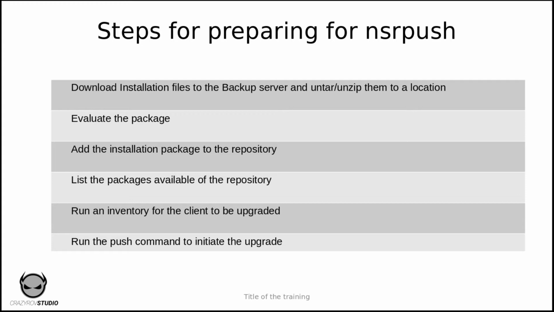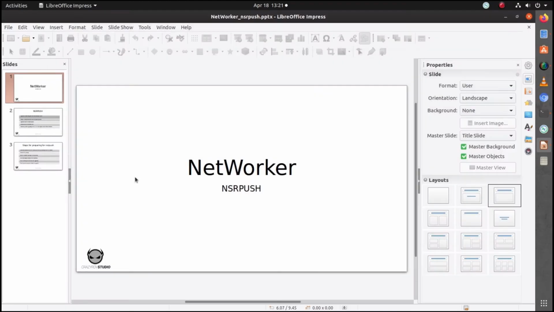So this process is important because it discovers what components are installed on that client so that it can push the correct packages and upgrade scripts to the respective machine. And the last step is to run the push itself. The 5 steps that you see in this list here are all run using nsrpush with multiple switches. So let's go ahead and look at how to carry out the nsrpush.